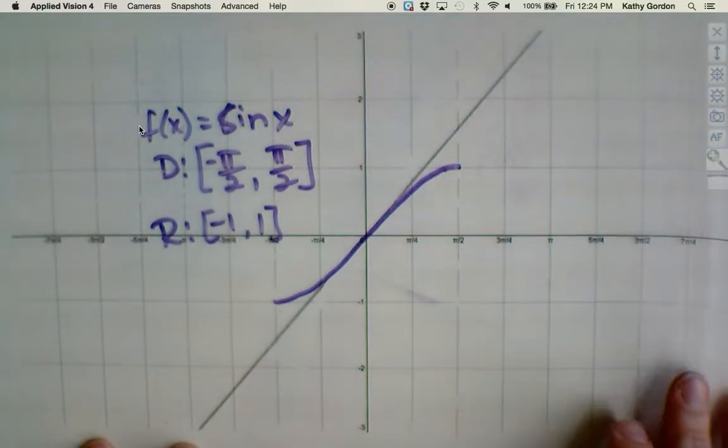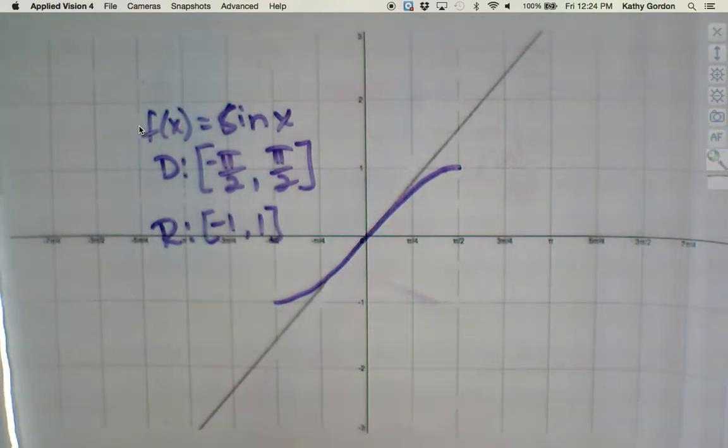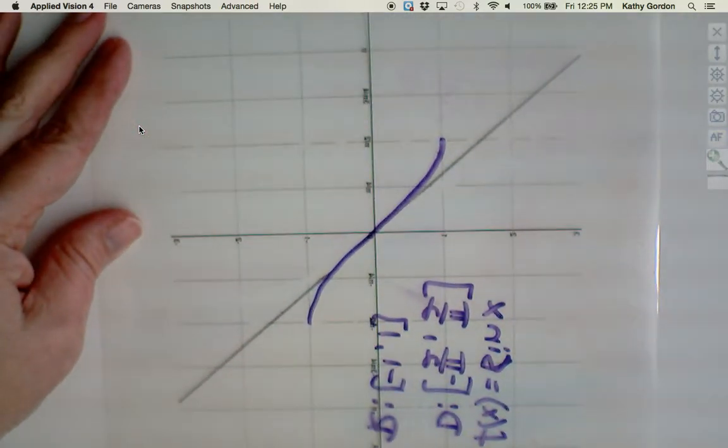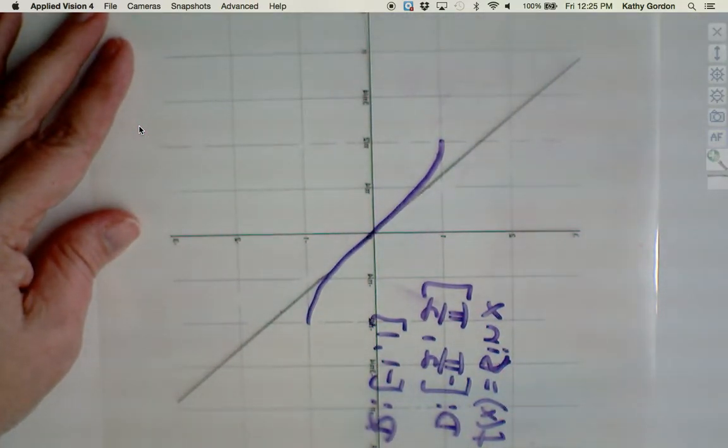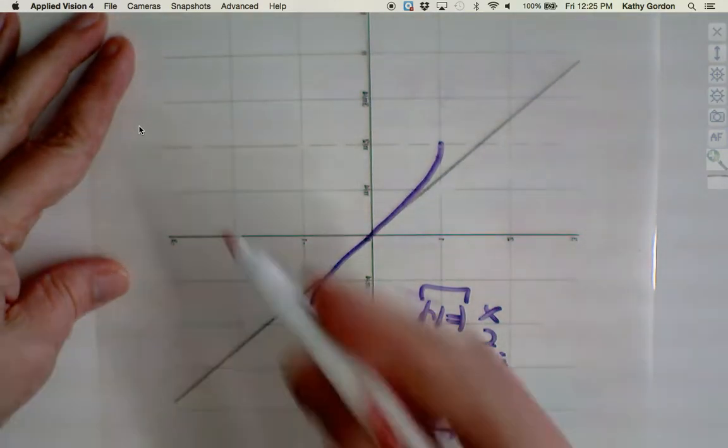There we go. All right, so now that I have the piece that I can work with, now I can make the flip. Now I can take the inverse. So I'm going to flip this over the y equals x line. And when I do that, I get this. See, that looks like the cubic.